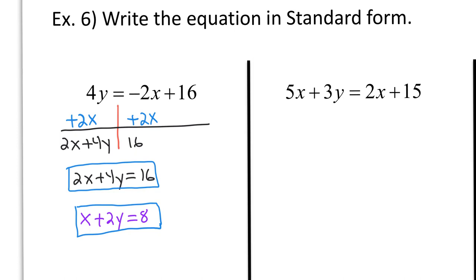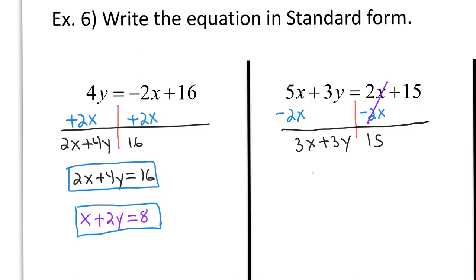The next one, you do not have all the x's on the same side. Here's an x, here's an x. We do have an x and the y here on the same side, but this one has to go on to the other side. So I'm going to do the opposite here. I'm going to subtract 2x so I can get all the x's on the same side. So when I do that, I have 5x minus 2x, that's 3x, plus 3y. On the other side, we know this cancels, and you bring down the 15. So we have 3x plus 3y equal to 15.